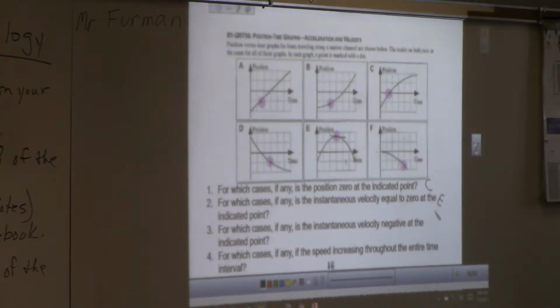Where is the instantaneous velocity negative? So what am I looking for now? Negative slope. Which of these have negative slope? F and D. Or D and F if we go alphabetical.